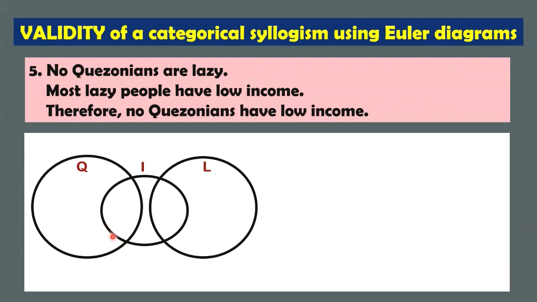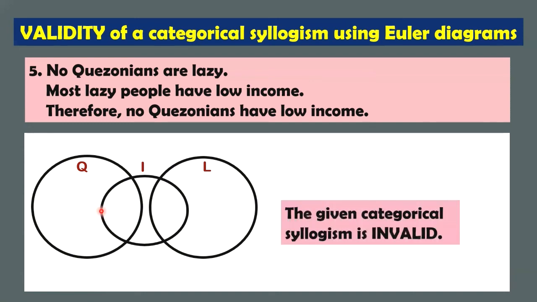Okay? Bakit? Ito kasi yung set of people who have low income. Okay? Ito yung part na some lazy people have low income. Okay? Now, with this Euler diagram, you read the conclusion. Sabi dito, no Kizonians have low income. Totoo ba? Hindi. Kasi ito, merong Kizonian, actually some Kizonians, here, represented by this intersection, some Kizonians have low income. So that's why you say this categorical syllogism is invalid.